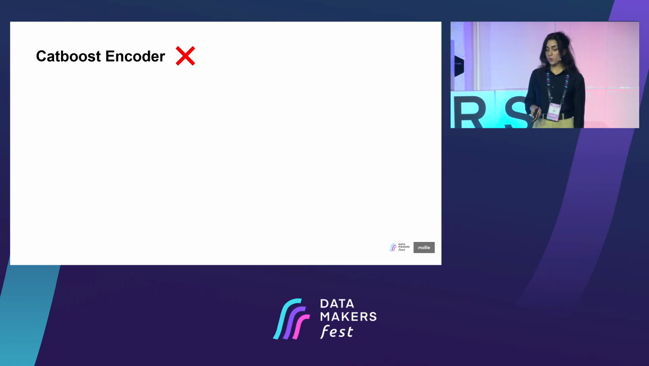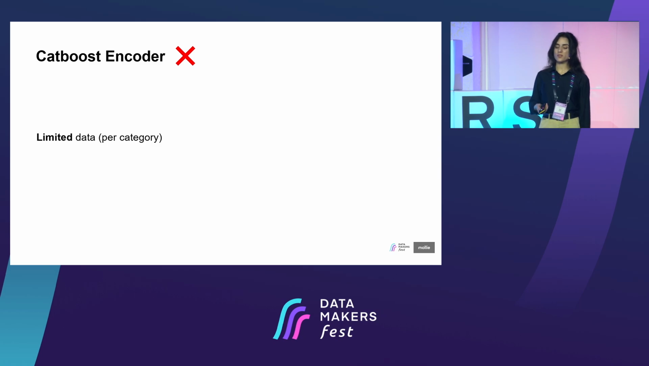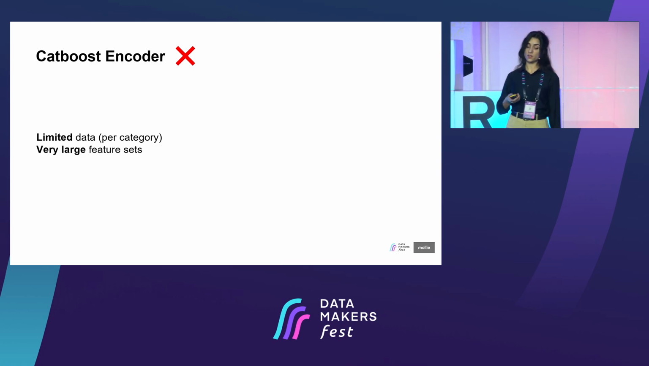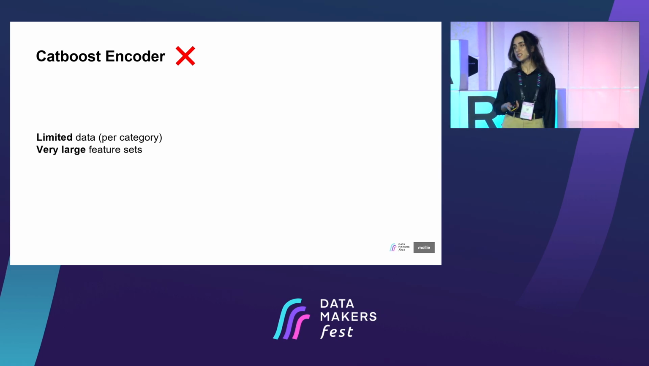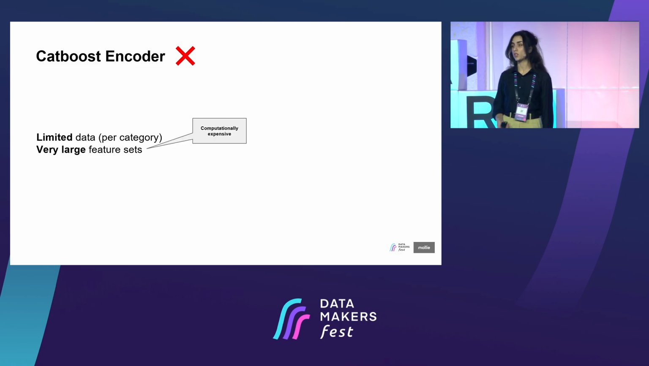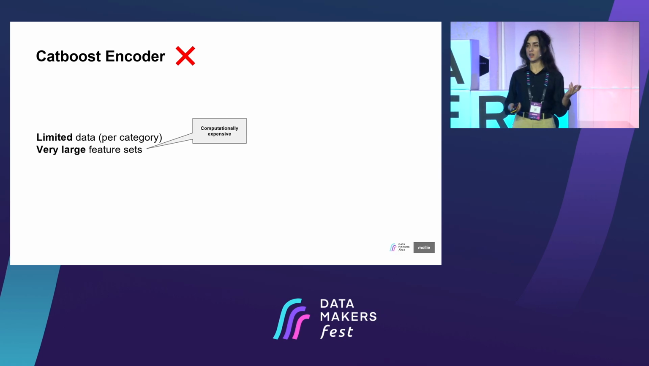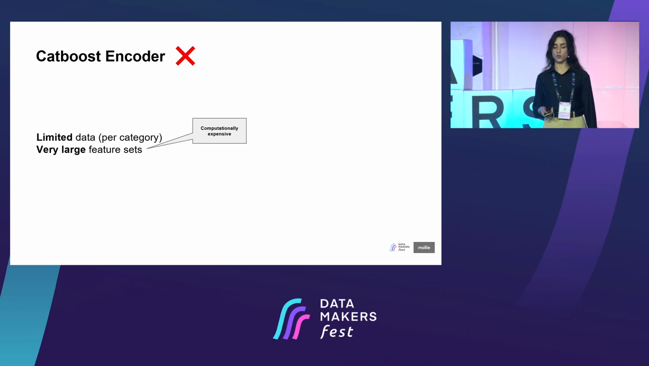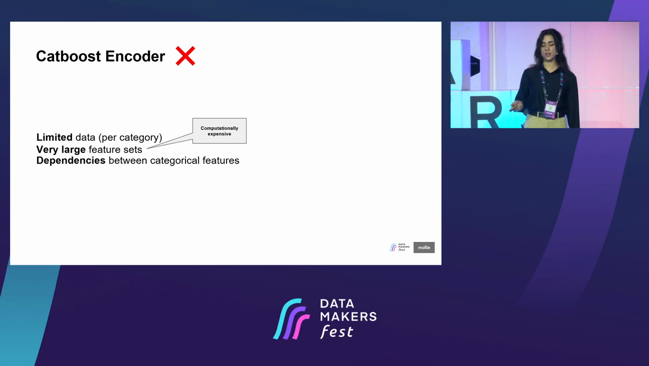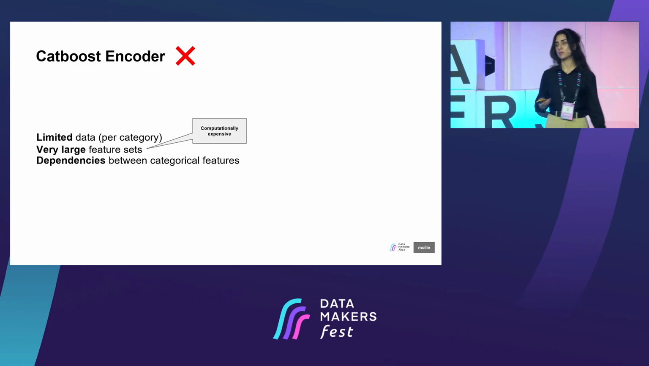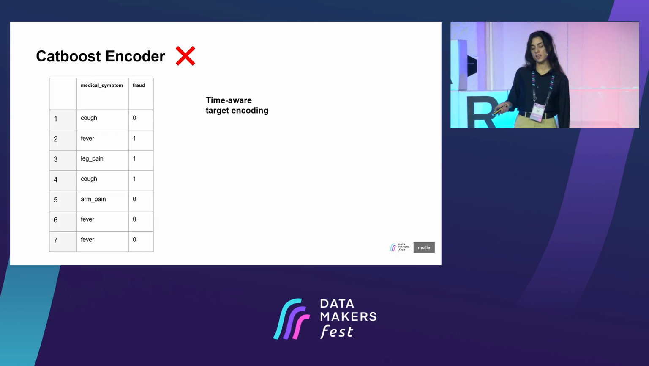And when not to use it is when you have limited data or very large feature sets, because then it becomes very computationally expensive. Because like we saw, we make a calculation for every row, so it will require a lot of computation. And finally, when you have dependencies between categorical features, similarly as in the target encoder.